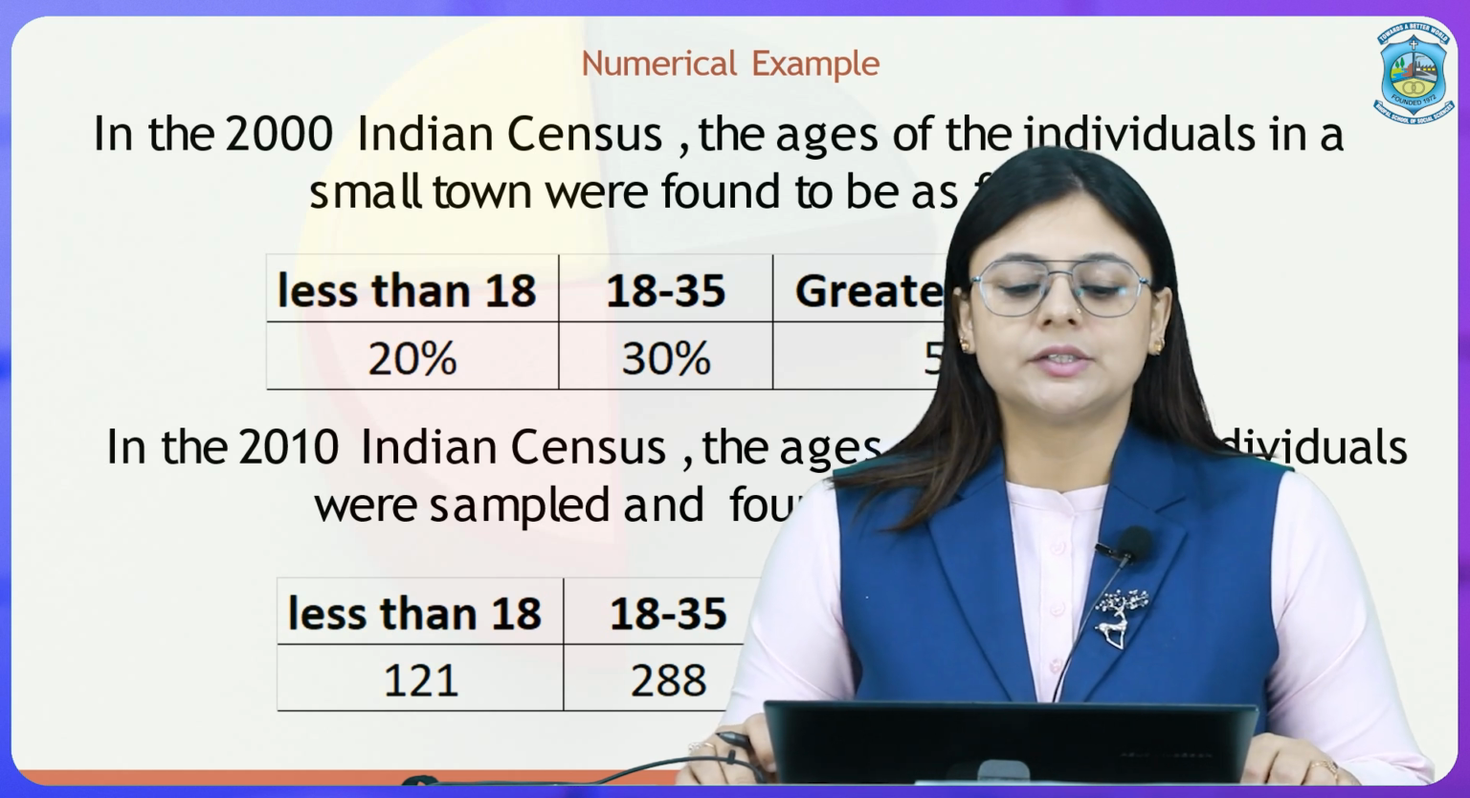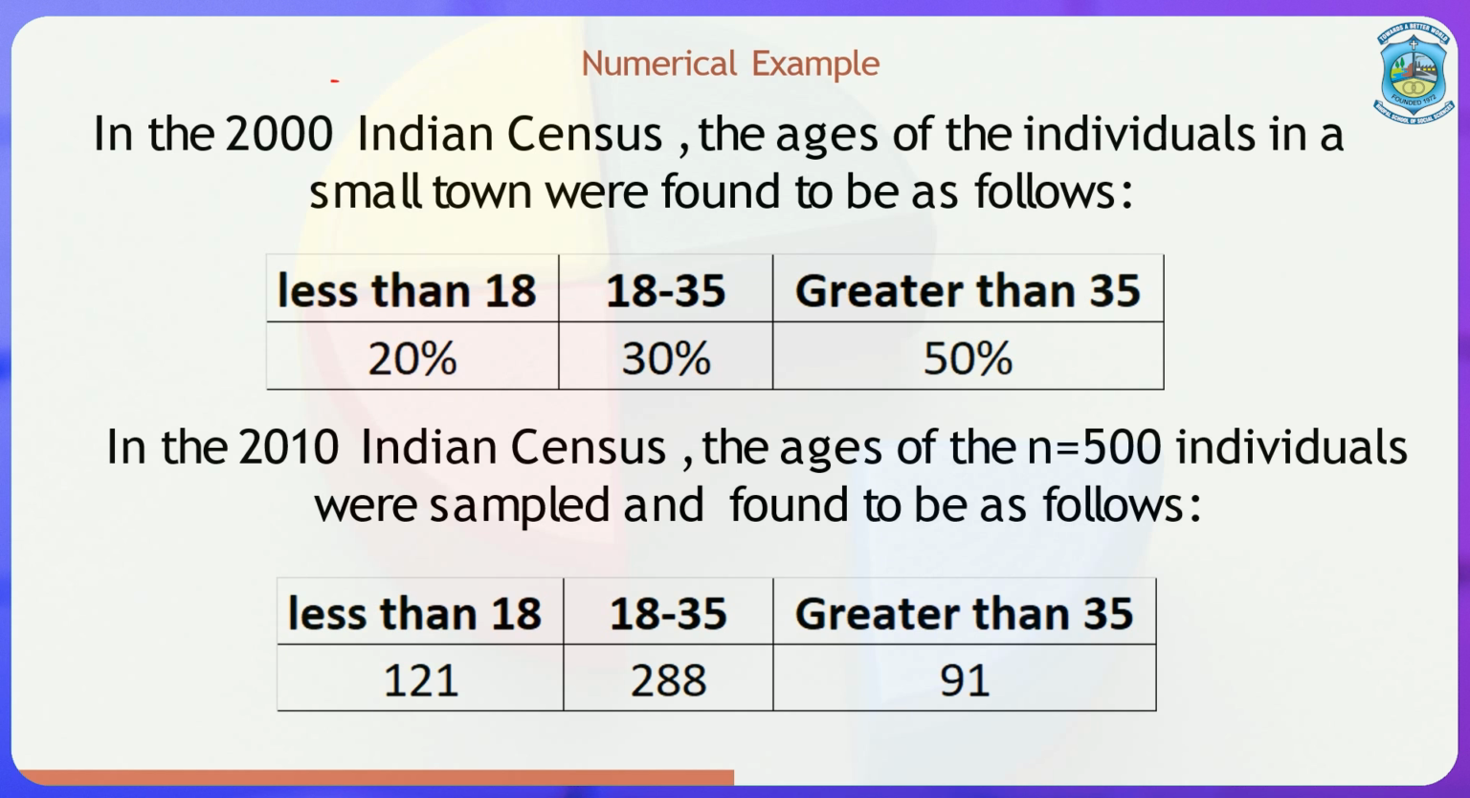Now let's take a numerical example and test the hypothesis with the help of the chi-square goodness of fit test. Okay. So the example goes as: in the 2000 Indian census, the ages of individuals in a small town were found to be as follows. So we have 3 categories here. First is less than 18, second is 18 to 35, and the next one is greater than 35 years of age. The 2000 census says 20% of the population is in the category of less than 18 years of age, 30% are between 18 to 35 years, and 50% are greater than 35.